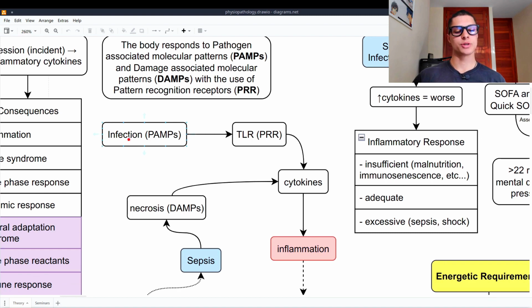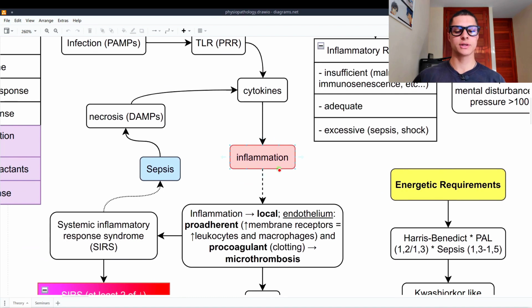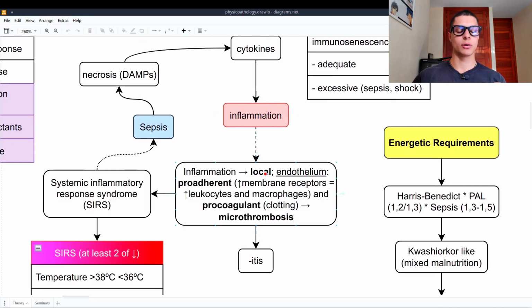So we have an infection, which brings PAMPs. Then we use the toll-like receptor, which is a pattern recognition receptor, to recognize it. We trigger cytokines. Cytokines will create inflammation. And inflammation is something local that acts on the endothelium, making it pro-adherent and pro-coagulant. Pro-adherent means that it increases the membrane receptors, so more leukocytes and macrophages can adhere to the endothelium. And pro-coagulant, it creates a clotting, a microthrombosis, to avoid the spread of the infection to the whole body.